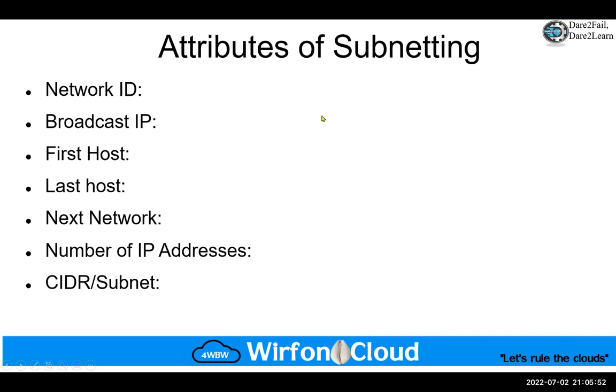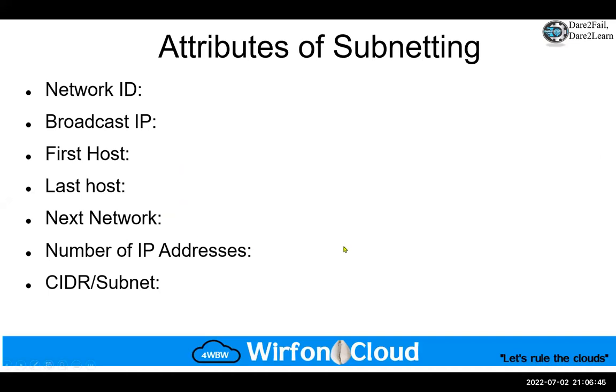So the very first attribute is the network ID. And what is the network ID? That is the first IP address in each subnet. So network ID, the first IP address in each subnet. The broadcast IP is the last IP address in each subnet. The first host is the IP address after the network ID. So you have the network ID, which is the first IP address in each subnet, and your first host is the IP address after the network ID. The last host is the IP address before your broadcast IP.